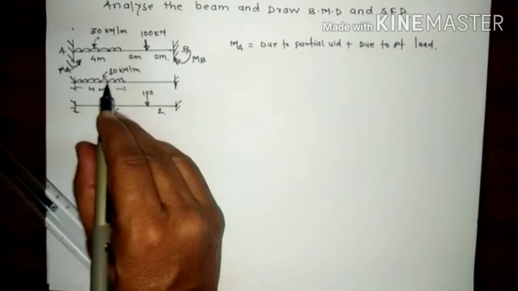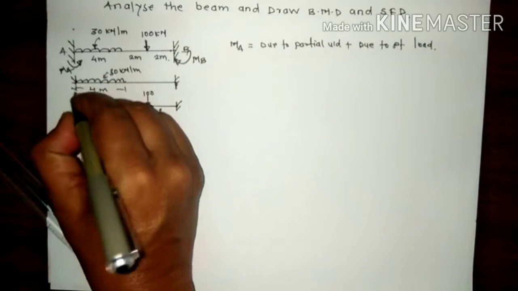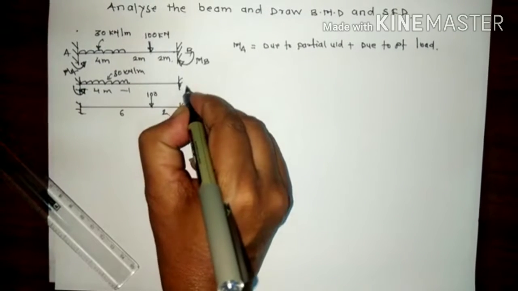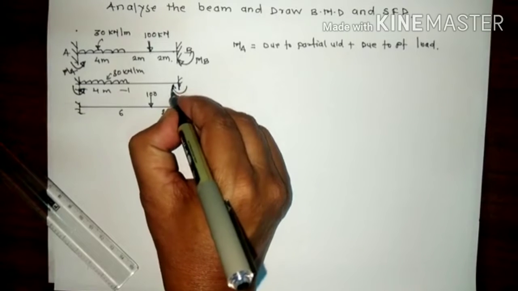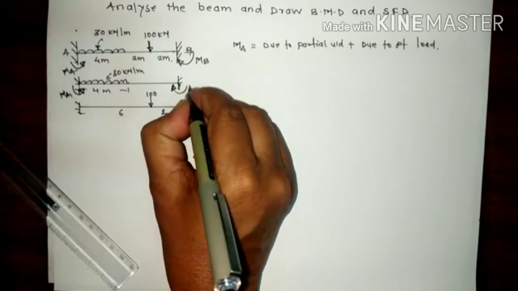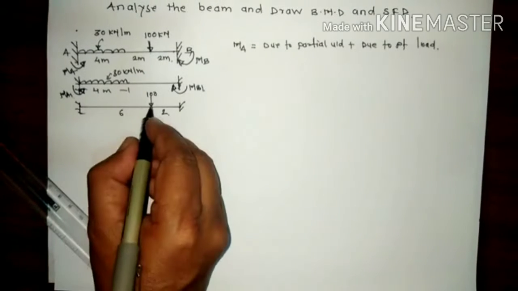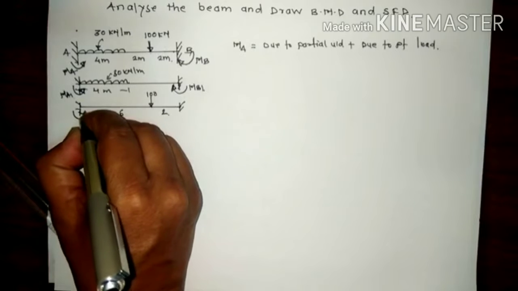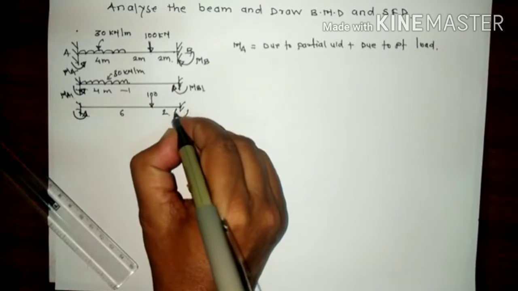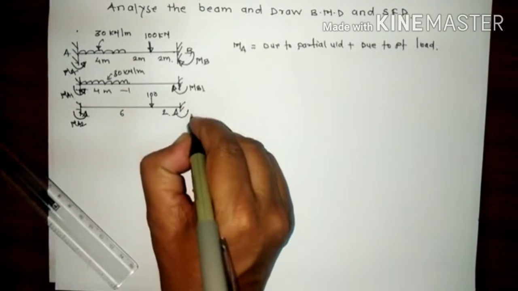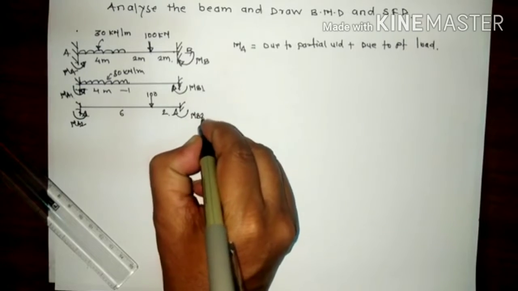Okay, so here due to this partial UDL we know the fixed end moments directions are like this here, and here the direction is like this. So both the moments are hogging. Suppose this is our MA1 here and this is MB1. Now due to this point load we know a moment develops like this. So this we call as MA2 and this we call as MB2.